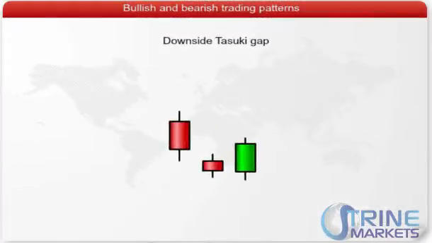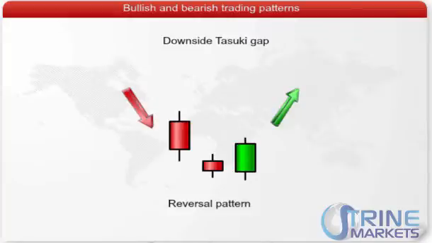Downside Tsuki Gap. A 3-candlestick reversal pattern, indicating a bullish outlook. The first candlestick is negative and confirms the general trend. On the second day, the candlestick opens downwards with a price gap and closes negative. On the third day, the candlestick is positive, with a closing price that is higher than the opening price of the second candlestick.